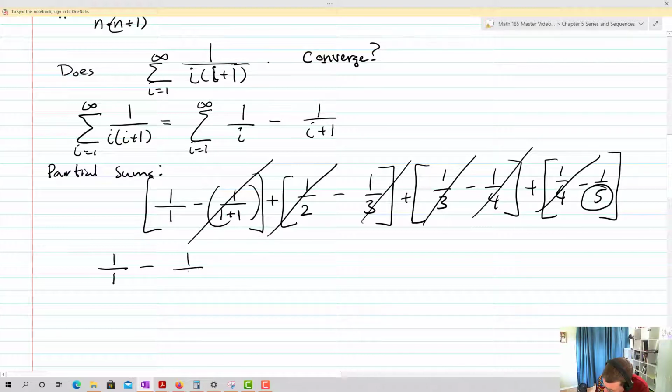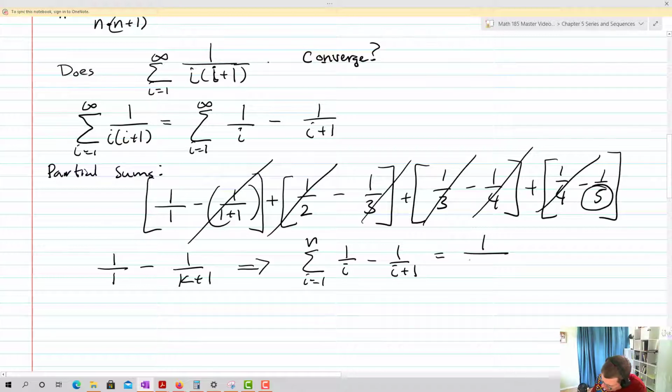So what we get is that this implies that the sum i equals 1 up to infinity of 1 over i minus 1 over i plus 1 is going to equal, or excuse me, that the partial sum, 1 up to n, will equal 1 minus 1 over n plus 1. So this is actually our partial sum. That's the partial sum, and the partial sum will end up giving me 1 minus 1 over n plus 1.